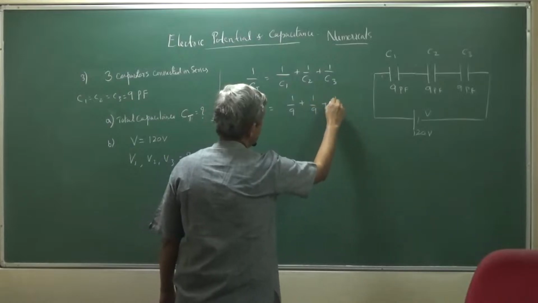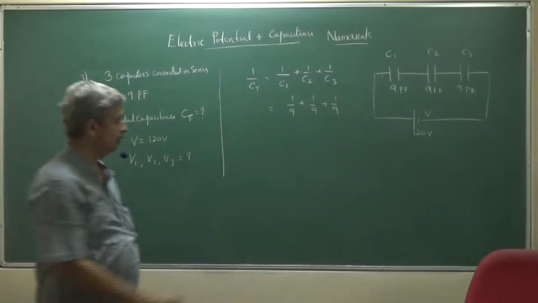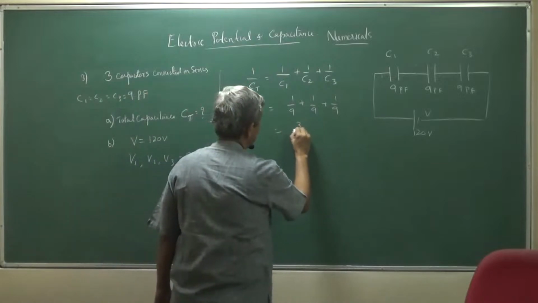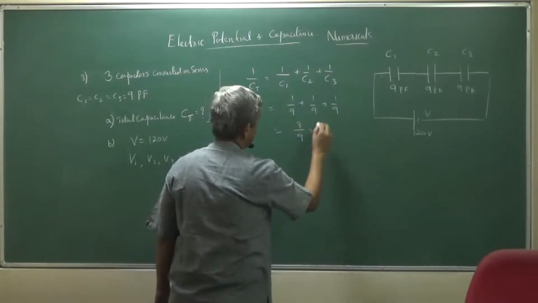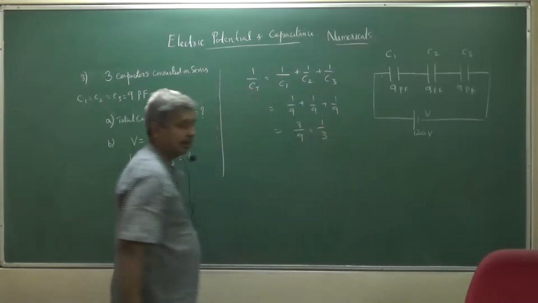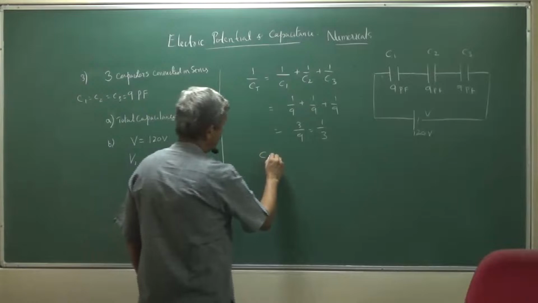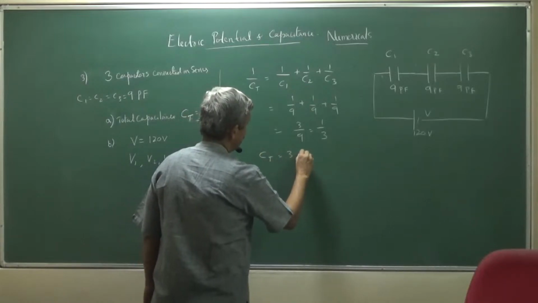So I'm still keeping everything in picofarad. So this is nothing but 1/9 plus 1/9 plus 1/9, I'm just adding the reciprocals, correct? So this is nothing but 1 by CT. So CT has to be 3 picofarad.